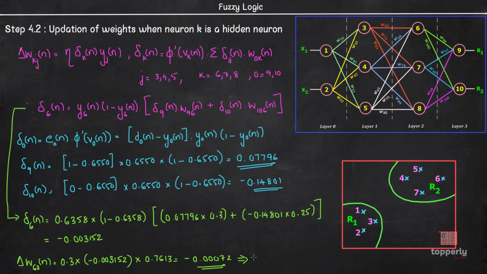So we can write W63 of n plus 1 is equal to W63 of n plus delta W63 of n, which is equal to 0.1 minus 0.00072, which is equal to 0.099279.